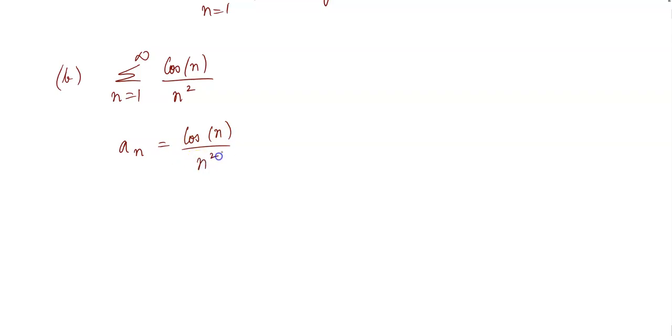We'll try another one. Same thing, determine if it converges conditionally, absolutely, or diverges. Cosine of n over n squared. As a first step, we will determine what an is and what the absolute value of an should be, and then figure things out. So an is this whole thing, cosine n over n squared. The absolute value of an would be the absolute value of cosine n over n squared.